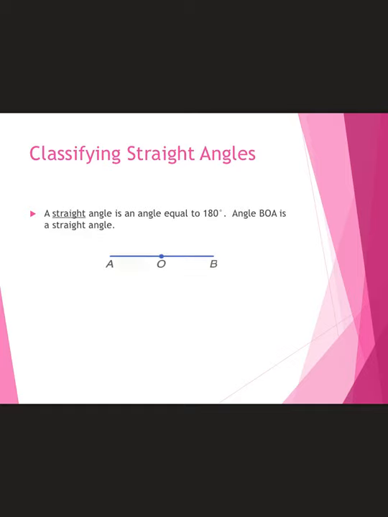We also have straight angles. A straight angle is an angle equal to 180 degrees. So here you can see the angle BOA is a straight angle because it is equal to 180 degrees.